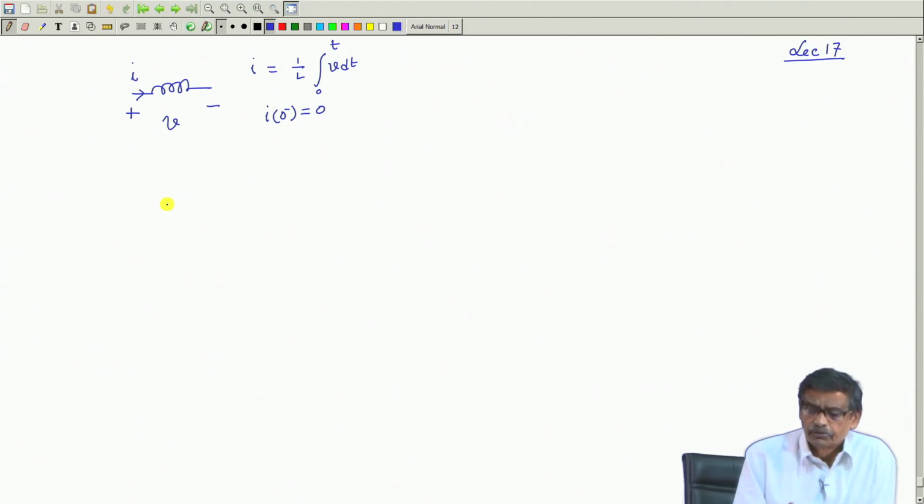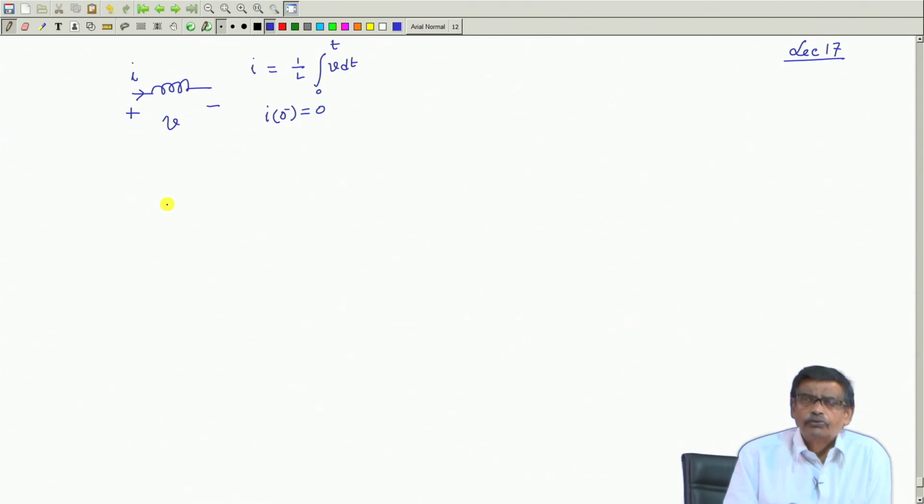If you apply v1 voltage, if the current is i1, then if you apply v2 voltage, current will be i2. Then I am saying if you apply v1 plus v2, then current will be i1 plus i2. It is a very powerful tool in circuit analysis. That is why linearity is always preferred.